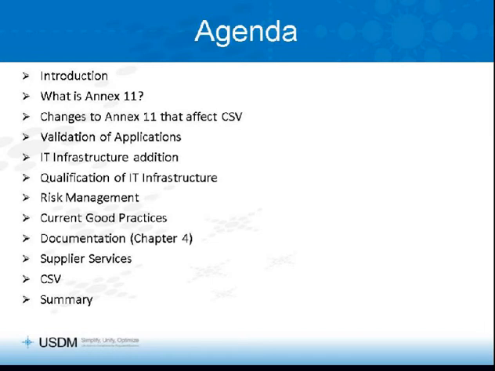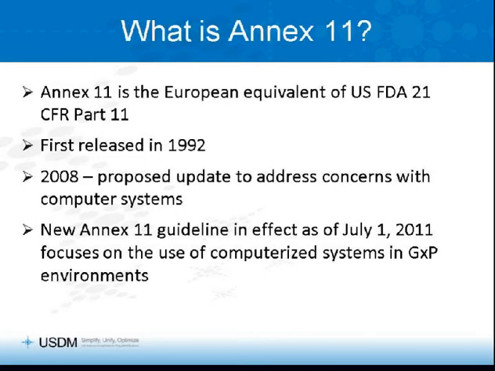documentation, which is Chapter 4 of Annex 11, which was also updated and went into effect at the same time. This will discuss some of the documentation that's required now for computer systems validation. The update to supplier services and how to handle them in a validation of a system. And then we'll discuss just an overall summary. And again, at the end of this presentation, we will have question and answers. So please do feel free to add any questions during the presentation.